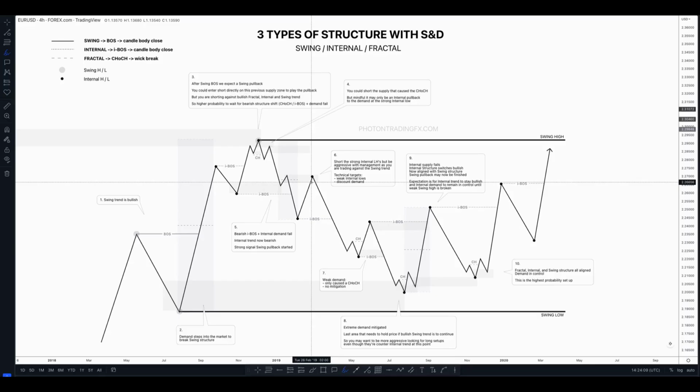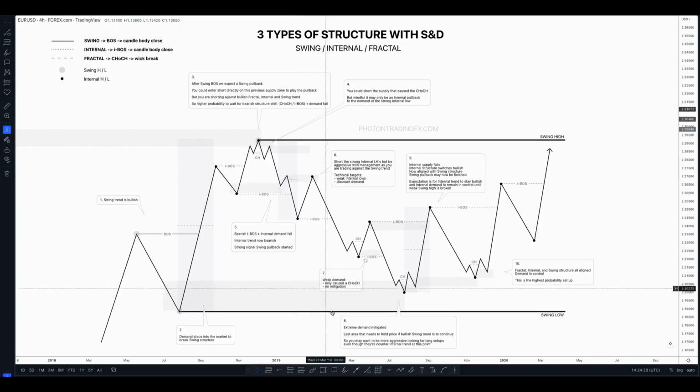Try not to get too overwhelmed with that just now, but make sure you understand the rules and the frameworks in each scenario. Because if you've got those rules from day one and you understand what each piece of structure means, then hopefully when you overlay supply and demand on top of it, it's not too much more confusing, right?